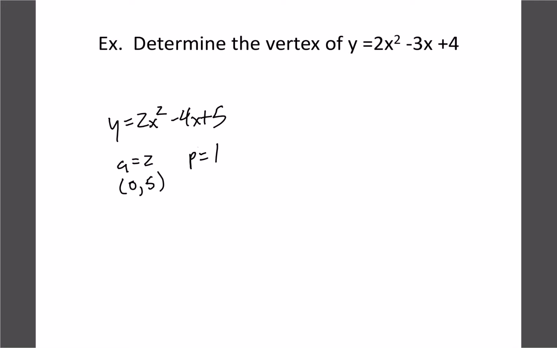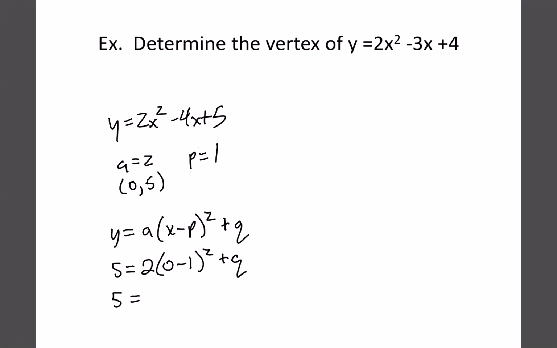So one option we can actually do is go right to our vertex form, and that might help us if we need to convert it. We're going to look at this more tomorrow, but this is another way of doing it. So we get an a of 2, so we can plug 2 in for a. Our coordinate is (0, 5), so we can plug those in for x and y. And we know p is 1. So we could also solve for q this way. So we'd get 5 equals 2 times 1 squared, which is 2, plus q. Subtract 2 on both sides, we get 3.